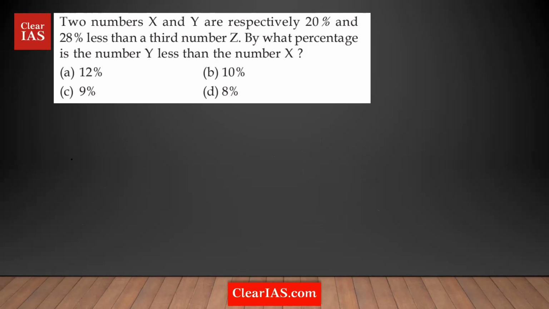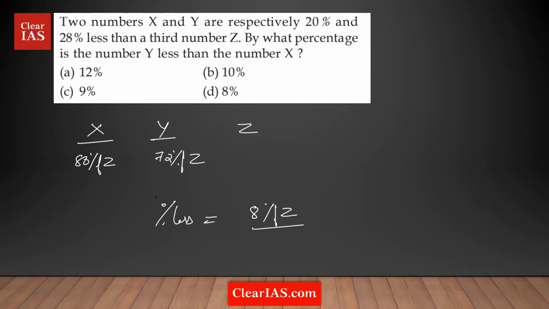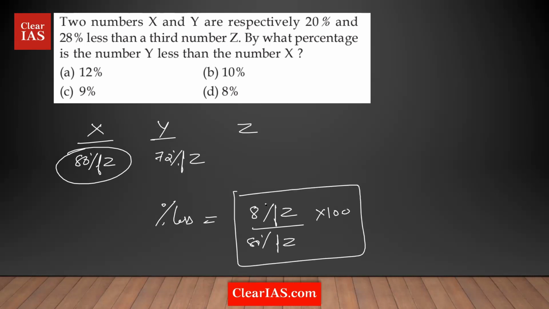Or instead of fractions, if you write them in terms of, let's say, percentage, it's more easy. So X is equal to 20% less than Z. I can say 80% of Z and Y is equal to 72% of Z. Now it's more easy because you avoid fractions. The difference is equal to how much? 8% of Z. Base value, X is the base value, 80% of Z is the base value into 100. This is also fine. You can easily get the answer, right? You can cancel it out. This is nothing but 10, divide it out, 10% would be the right answer. So this is the conventional method that you can use to get the answer.